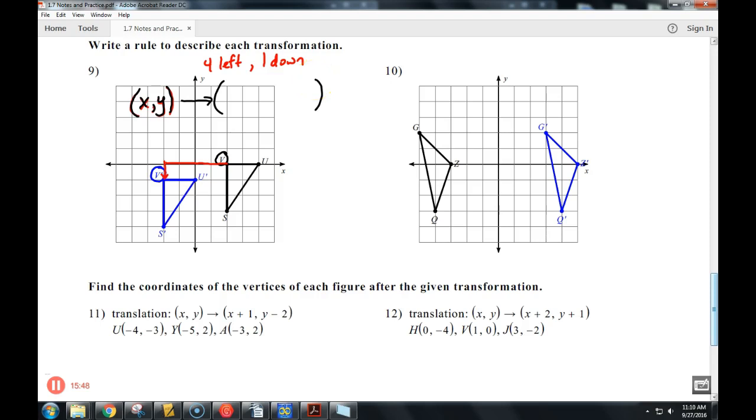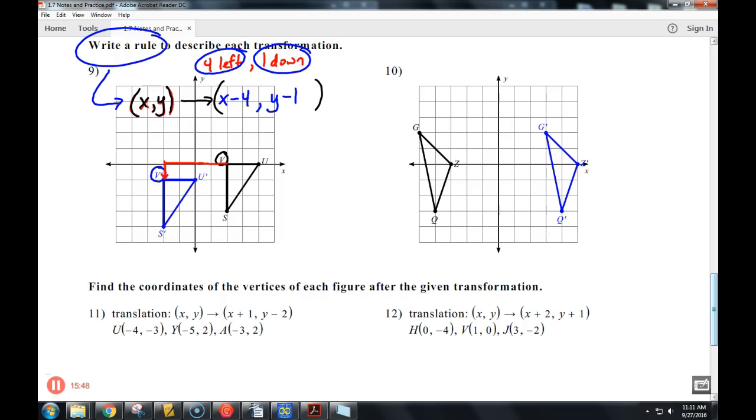Well, our X values, we moved 4 to the left. So that means I have to subtract 4 from the X values. 1 down, that affects the Y value. So we have to take away 1 to go down. So what we just did, we wrote the rule. That's what's called the rule. Very careful though what direction you're going.